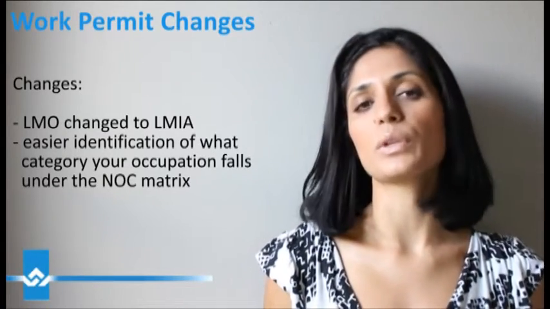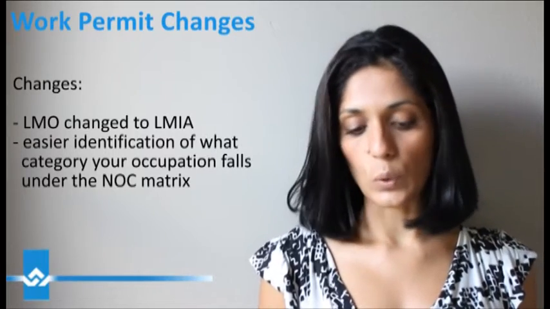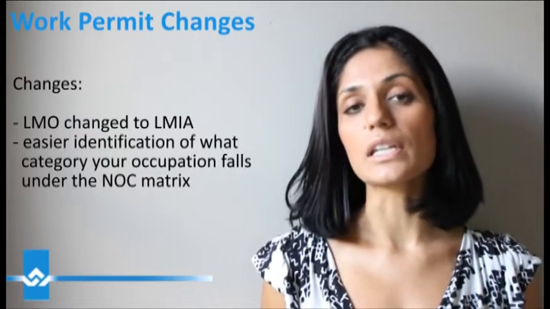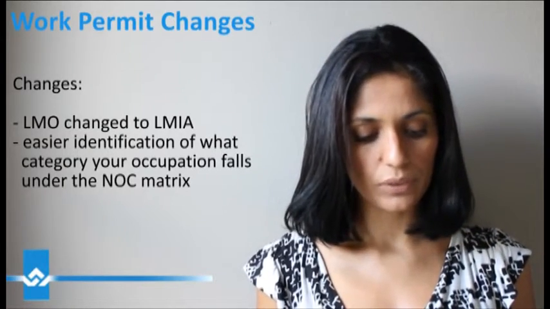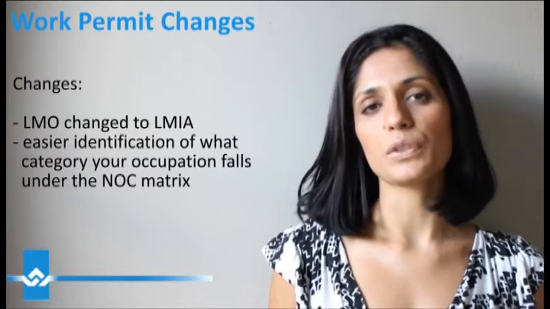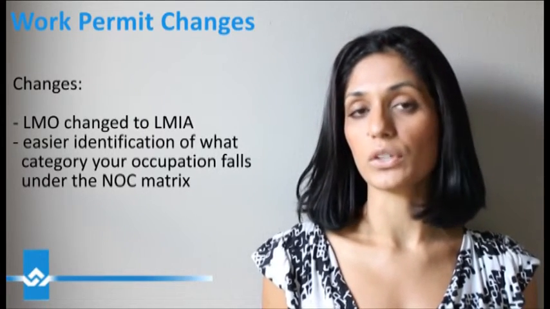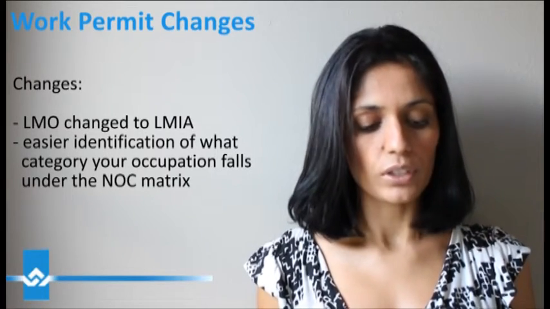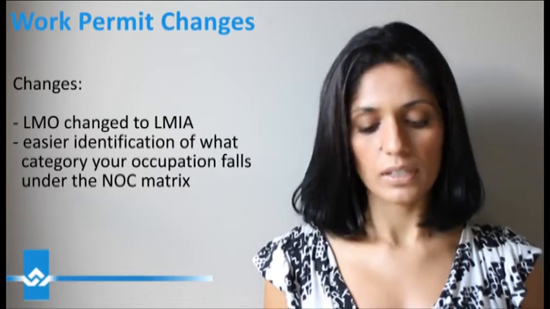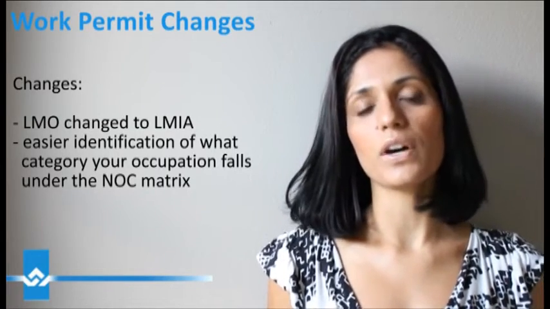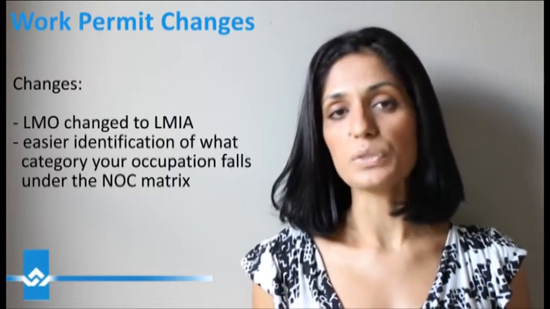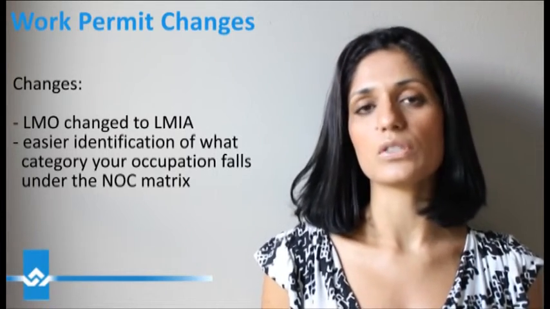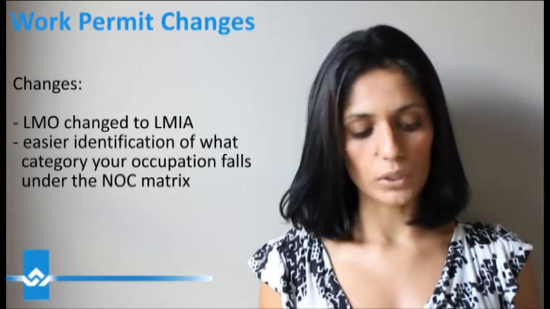And also the positions were located under O, A, or B, which were considered high-skilled, and occupations that were C and D were considered low-skilled. When you apply for these positions, you can know what category your occupation falls under by simply going to the NOC matrix. And there it will identify if your position is A, B, O, C, or D, and so forth. So you can quickly identify if your position would be considered high-skilled or low-skilled.